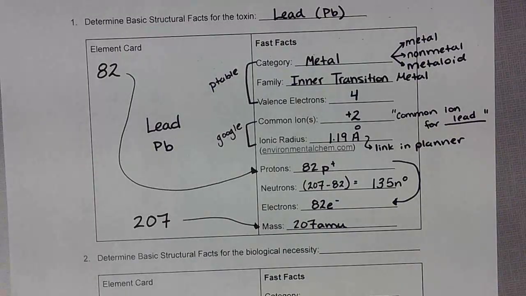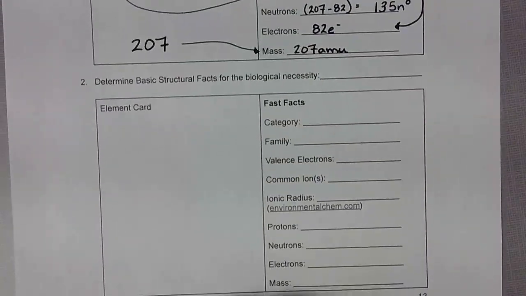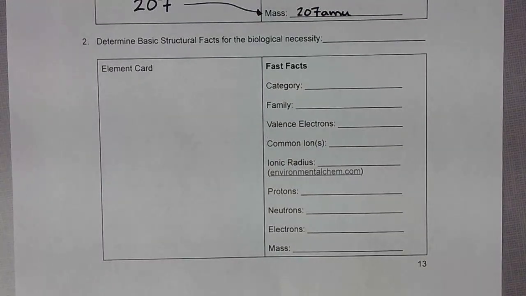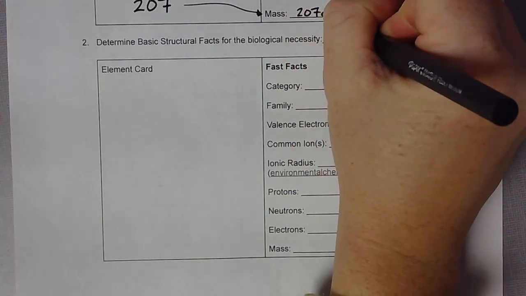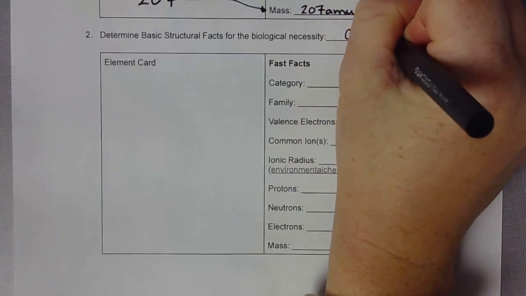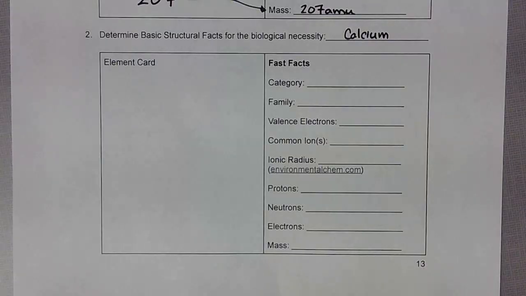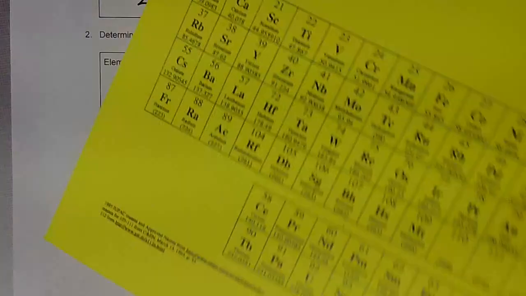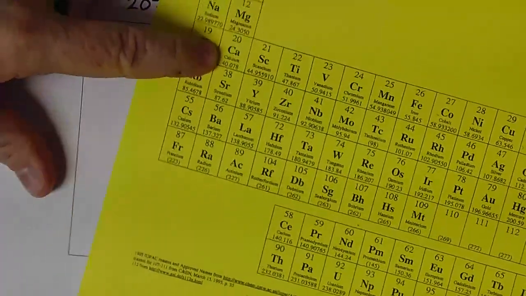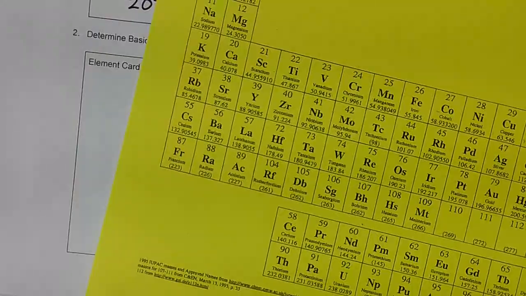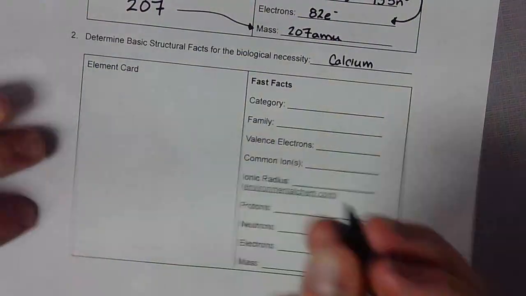Okay, so that's lead. We're going to do calcium next. This one, going to go a bit faster. Same process, same lookup locations. So element card, we're going to get that straight from the periodic table. Whoop, off screen. Element 20, mass is 40.